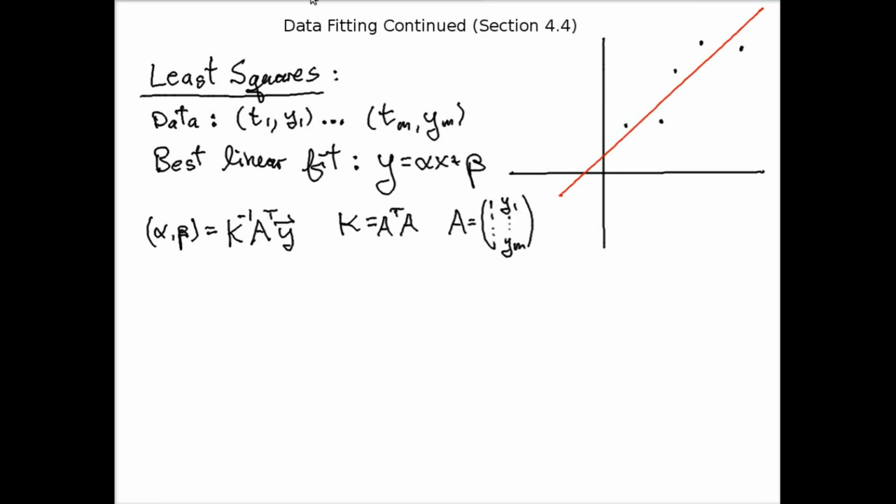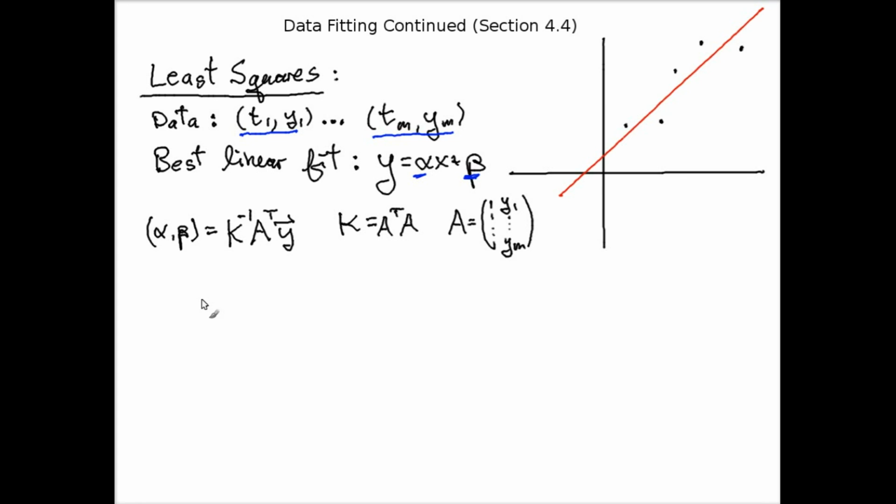Okay, we're going to talk a little bit more about curve fitting. So let me remind you what we did last time. We were given a set of data points, T1, Y1 through Tm, Ym, and those are plotted in this graph. And we're looking for the best line, y equals alpha x plus beta, to fit the data. And all we need to do is find alpha and beta.